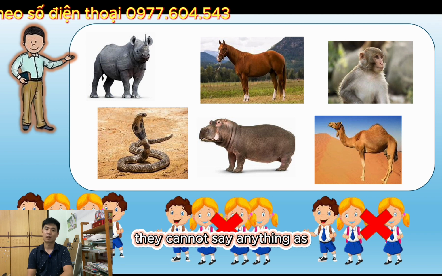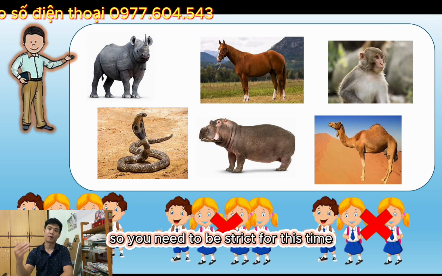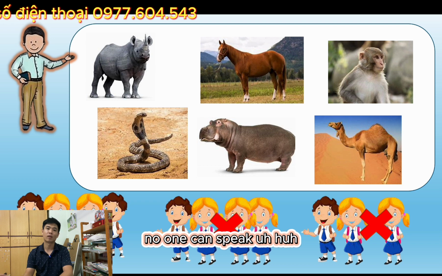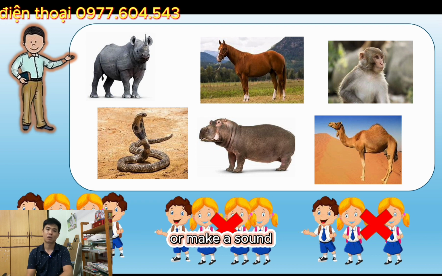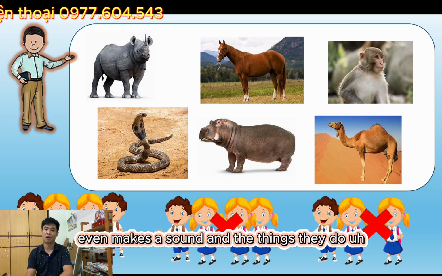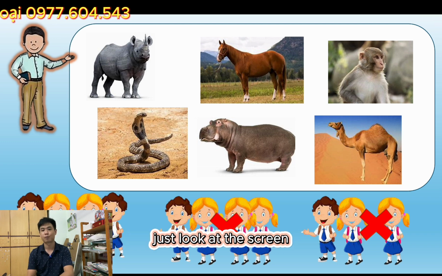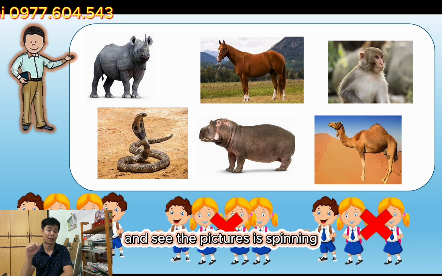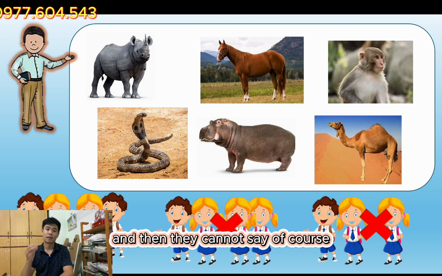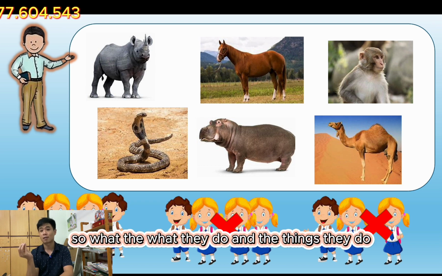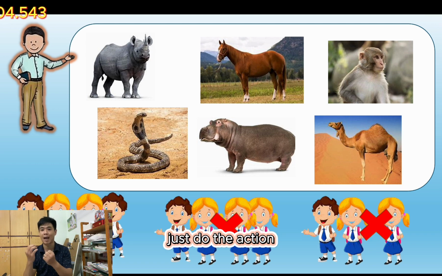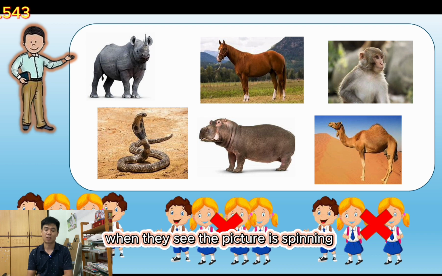So you need to be strict this time. No one can speak or make a sound. What they do is just look at the screen and see the pictures spinning. They cannot say anything, of course. So what they do is just act out the action when they see the picture spinning.